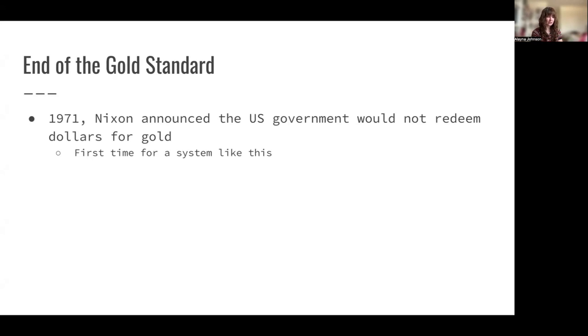People were quite worried at the time, but surprisingly, there were no major consequences really, and the world continued to operate by backing other currencies with dollars, as was agreed at Bretton Woods. The only difference was that the dollar was just no longer backed by anything itself.